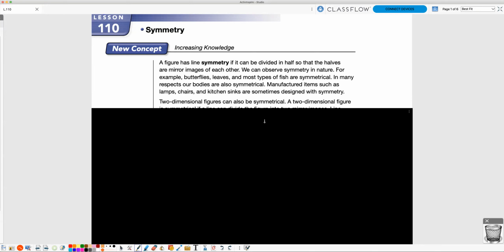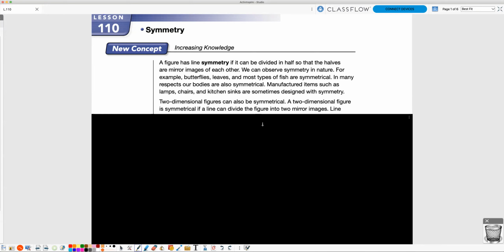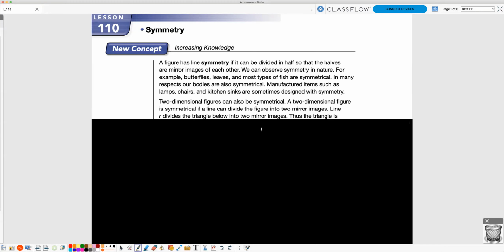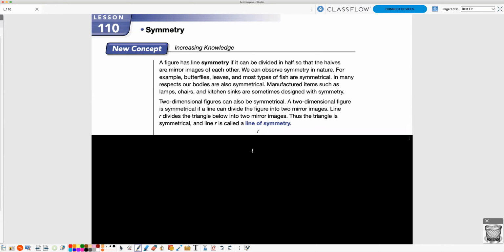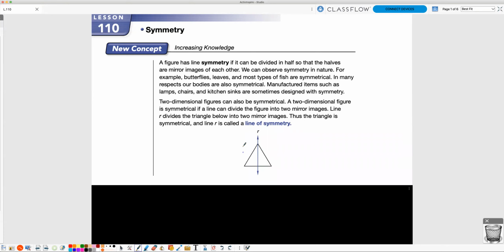Two-dimensional figures can also be symmetrical. A two-dimensional figure is symmetrical if a line can divide the figure into two mirror images. Line R divides the triangle below into two mirror images. Thus, the triangle is symmetrical and line R is called a line of symmetry.